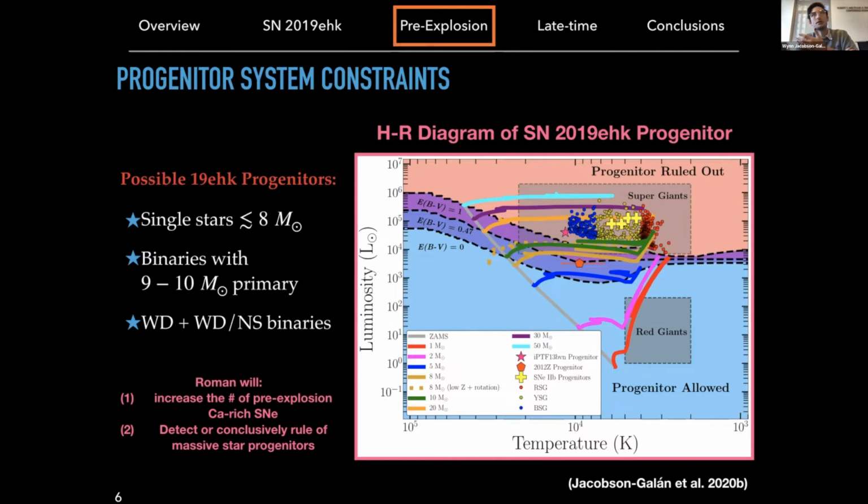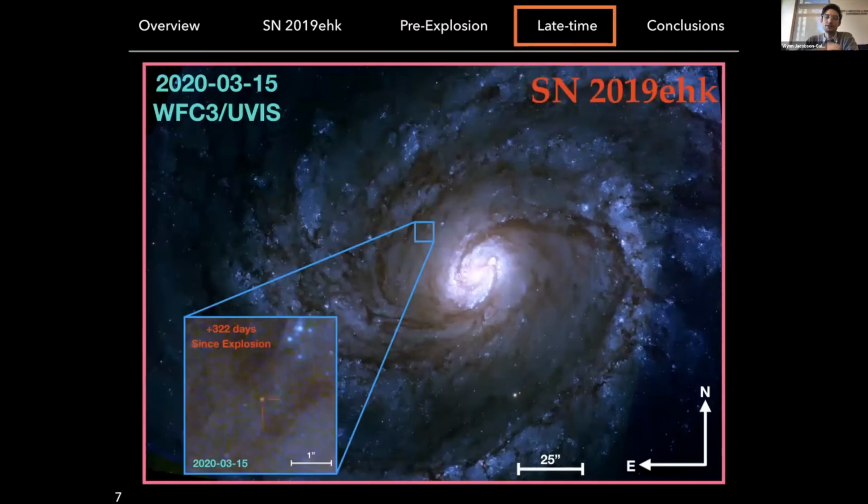I think with even deeper observations, pre-explosion imaging and archival data that Roman will be able to provide, this problem will be solved pretty soon, I hope. It really takes a nearby supernova for this to happen. But moving on to much later phases, so that was before the supernova. Let's move further out in time when the supernova is much older.